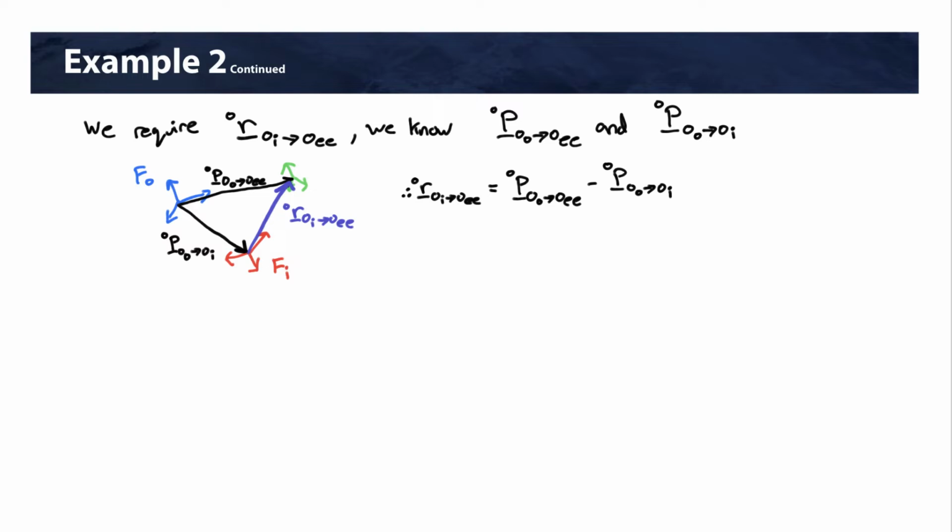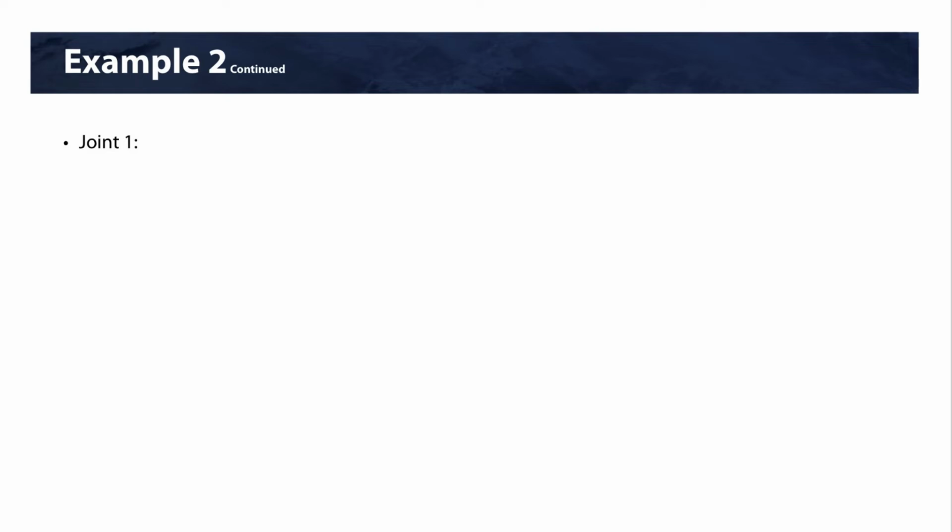Okay, so let's start looking at each joint in turn. Joint 1 is a revolute joint. The first thing we need to do is calculate R from the origin of frame 1 to the origin of the end effector frame. That's going to be P from the origin of our base frame to the origin of our end effector frame minus P from the origin of our base frame to the origin of frame 1.